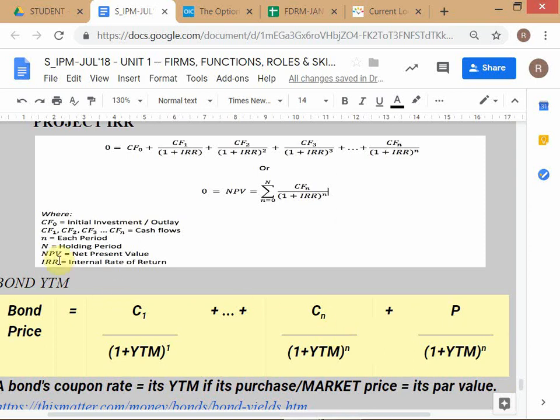Now you look at this project IRR formula and this bond YTM formula. Can you tell us something about the mathematical relationship between the two? Sahil Goyal is not allowed to answer this question because we have already discussed this question. Okay? Is my question clear, Ayushi?